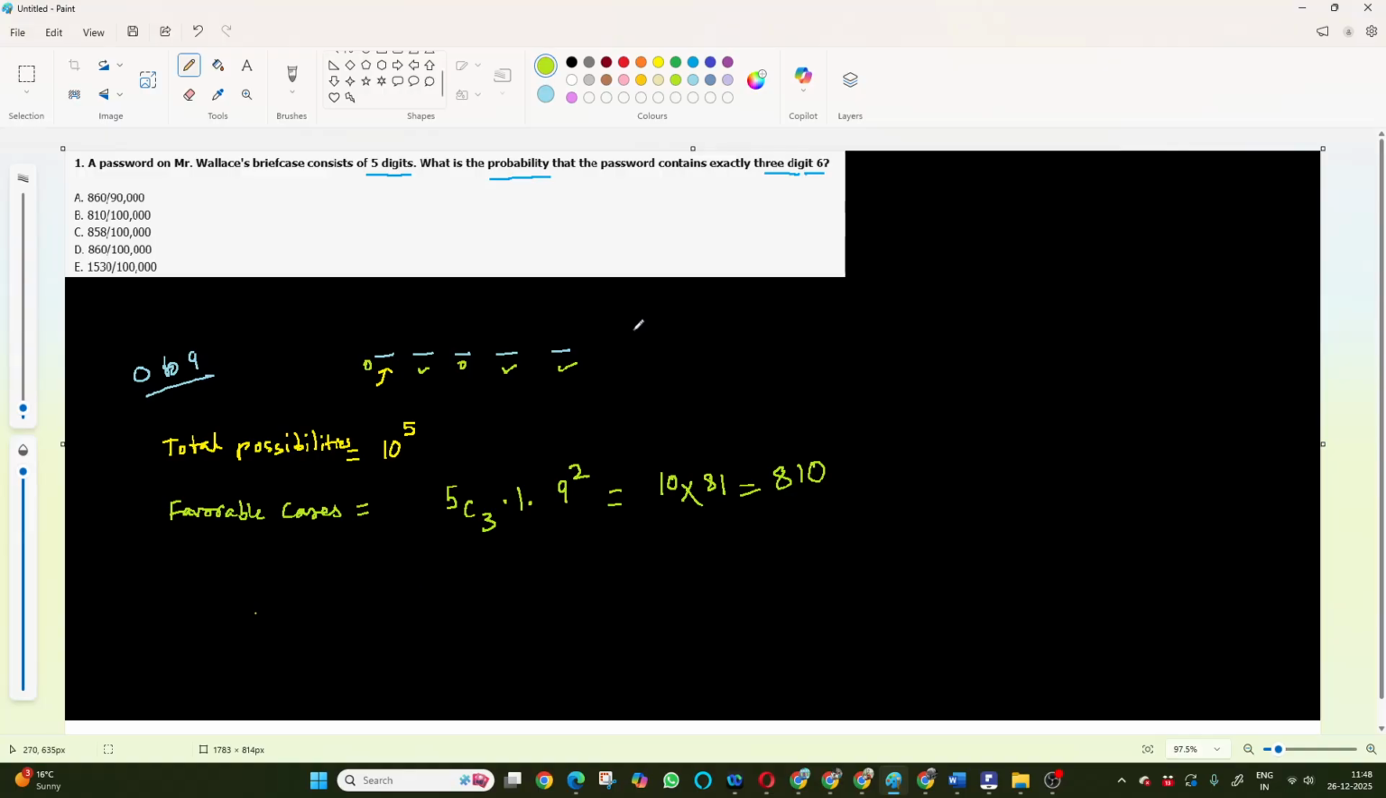Okay. Now, in order to calculate the probability, okay, let me use the color here. So in order to calculate the probability such that exactly 3 sixes are used in a 5-digit password, total favorable cases are 810 and the total number of cases is 10 to the power 5. If you look at the answer choices, the one that matches is choice B, and therefore this is our right answer.